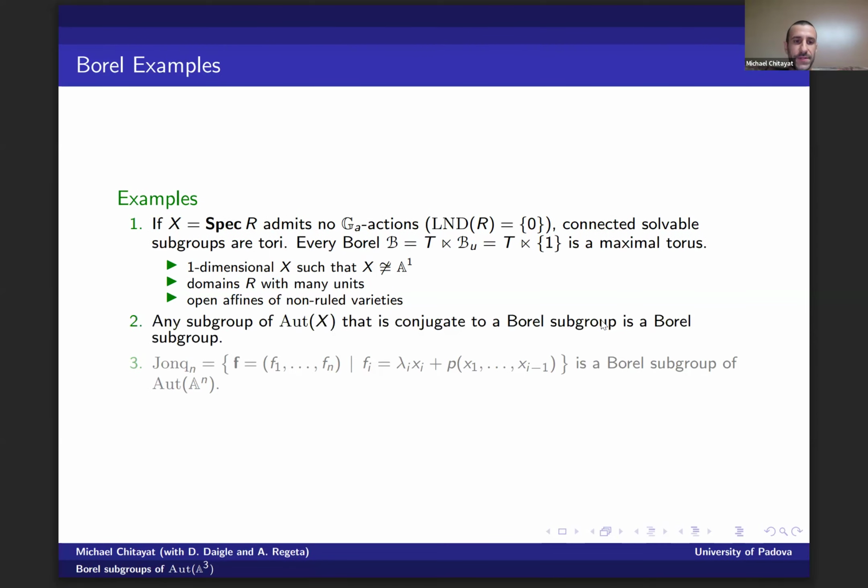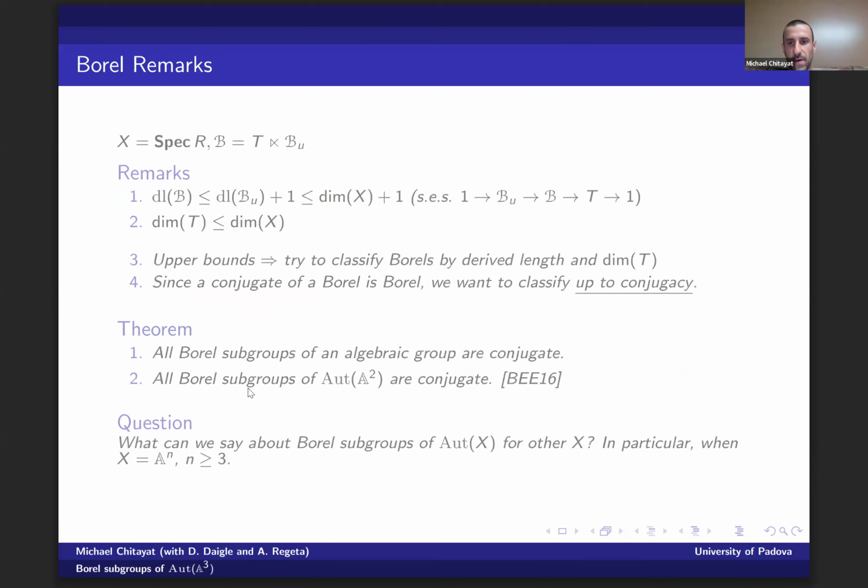Another straightforward example: any subgroup of Aut X that's conjugate to a Borel subgroup is also a Borel subgroup, and that's not too hard to see. It's almost obvious. And finally, the example we discussed before, the Jonquière subgroup of Aut A^n, is another example of a Borel subgroup. Any questions about that so far?